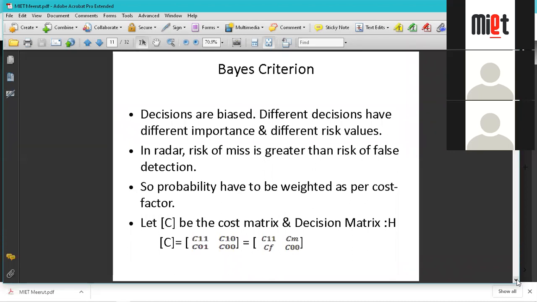So for that purpose, I have designed a cost matrix where 1 is transmitted and 1 is received, 0 is transmitted and 1 is received, 0 is transmitted and 0 is received. See, if the transmitted and the received signal are the same, that means it is an error-free signal. There is no error in this. Let's go to the next slide, please.